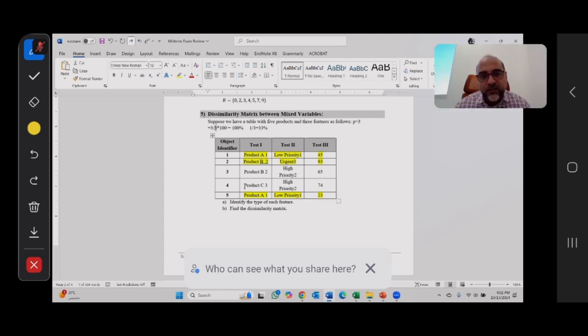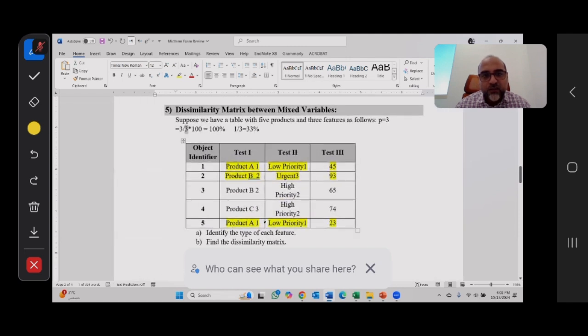Out of 3 characteristics, can you see it here, all of you? Out of a total of 3 characteristics, all 3 were not matching. So 3 divided by 3 into 100, 100% dissimilar. Is that clear to everyone?